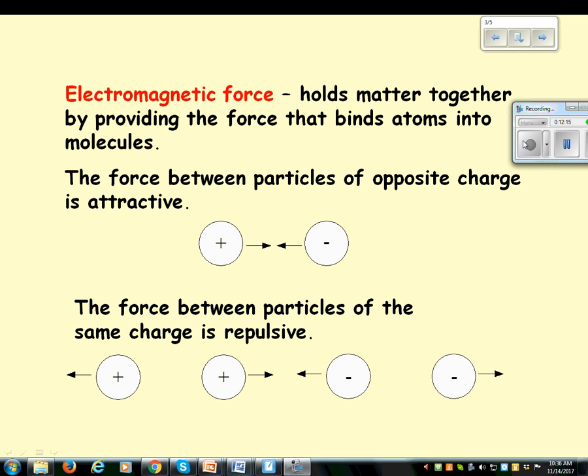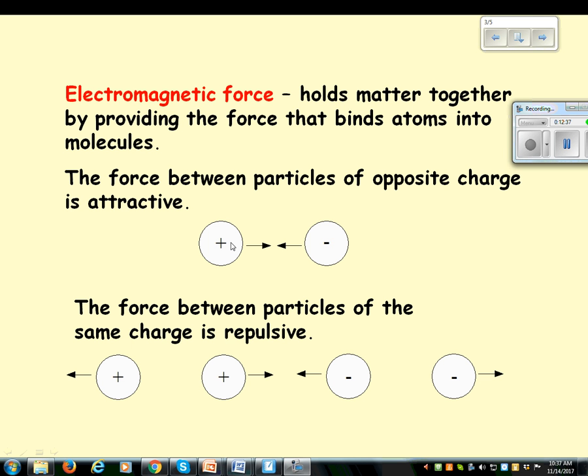It is the force between particles of opposite charge, and it is attractive. It's what you guys all know. You learned it in grade 9. You know that positive things are attracted to negative things. Sometimes that's true with humans, too. Watch out for that, by the way. Don't you be attracted to negative people.